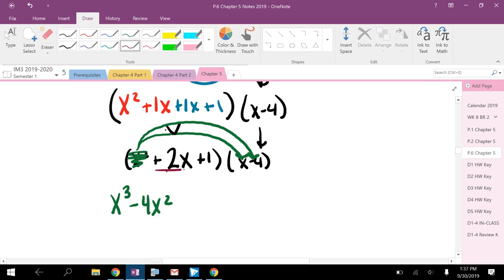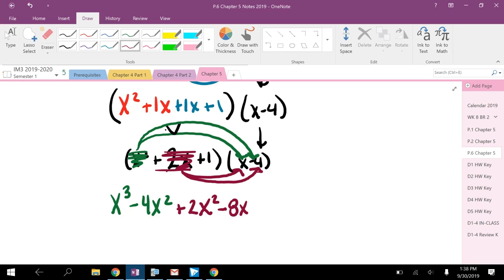I have now 2x times x, which gets me 2x squared. Good. 2x times -4 is -8. Good. All right, that guy's done. The 2x is done. Now I've got one more. That's why I'm saying you take each piece and multiply it to both. I know it's a lot, but you can do it. You're fully capable. I know you are.